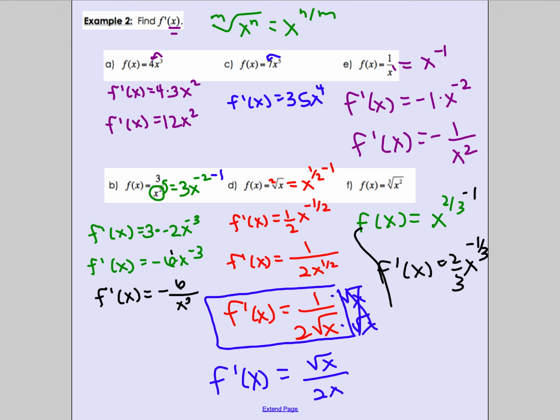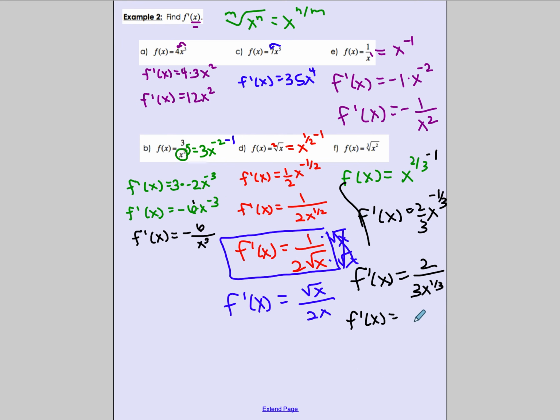My final answer would be f prime of x equals 2 on the top, and then I'd have 3, and it'd be x to the 1/3. This is a great answer. The other answer that would work is f prime of x is equal to 2 over 3 times the cubed root of x. Both are good and equivalent. Okay. So that is our power rule.